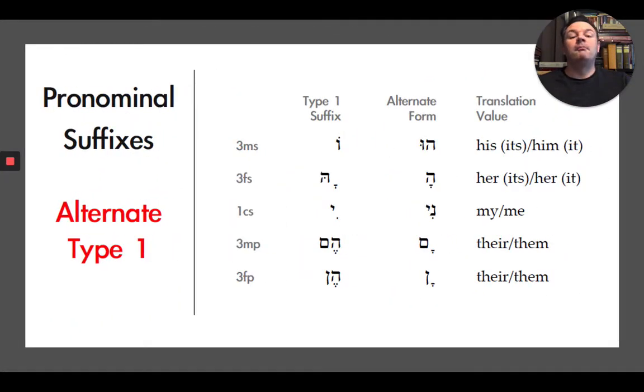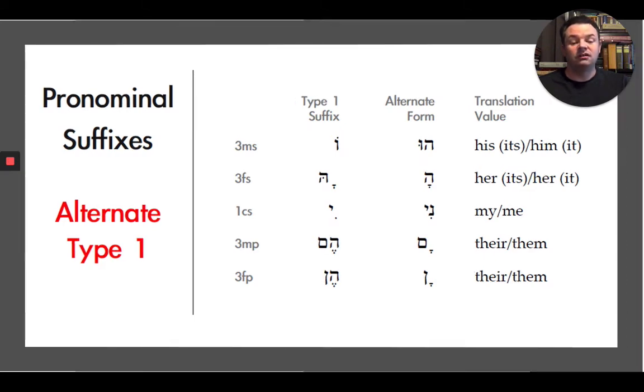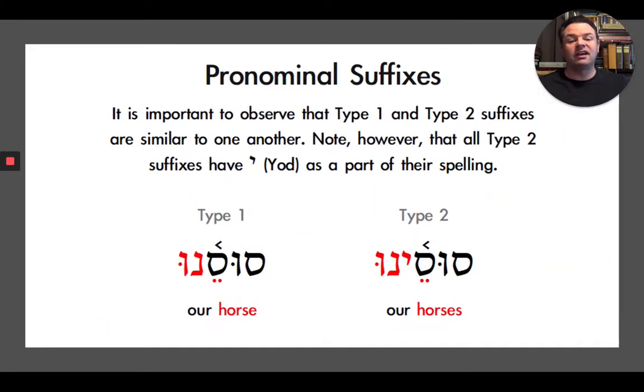There are some minor spelling differences. Sometimes the 3MS can appear as who, the 3FS can appear as ha, the 1CS as ni, the 3MP as and the 3FP as on. So again, the way that you're going to recognize those is if you see them. Those aren't as common, but just know that they're there. So let's see what this looks like in practice.